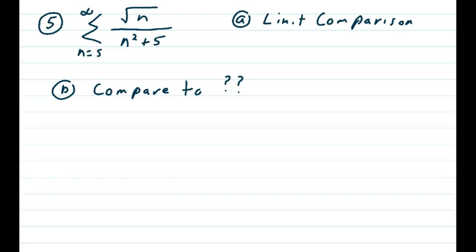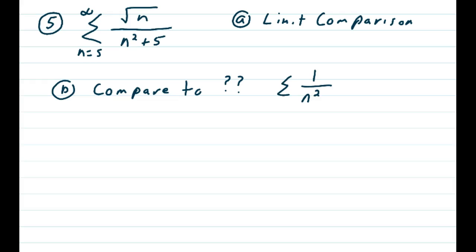Problem 5. Summation n is equal to 5 to infinity of the square root of n over n squared plus 5. You kind of see a p-series in there, but you have a lot of other pieces of algebra that kind of mess it up. So we're thinking limit comparison. And you're going to be right, but the biggest part of this problem that causes difficulty is what are you going to compare it to?